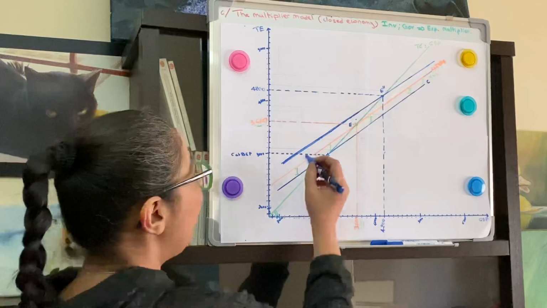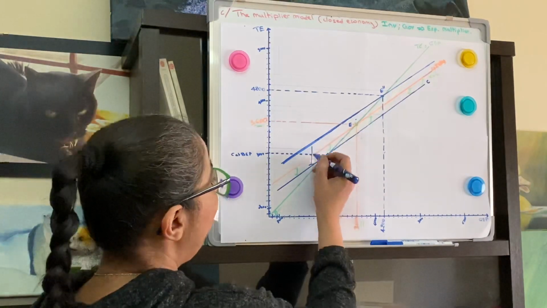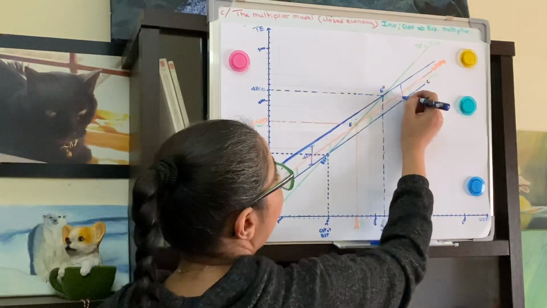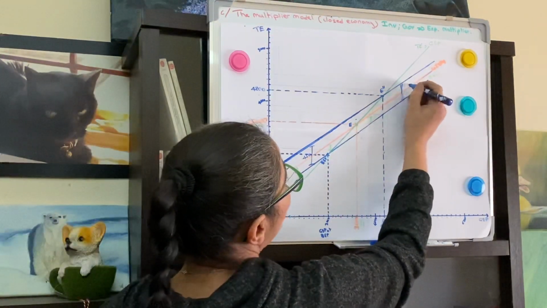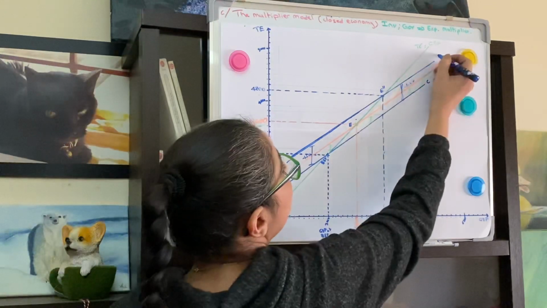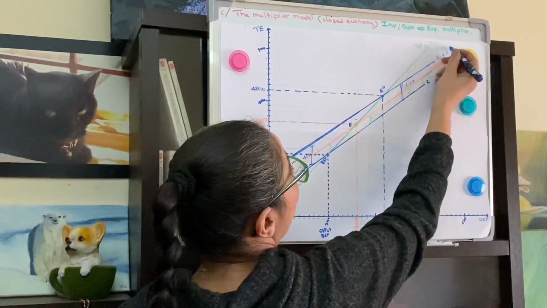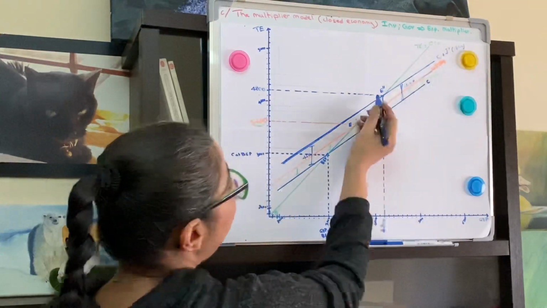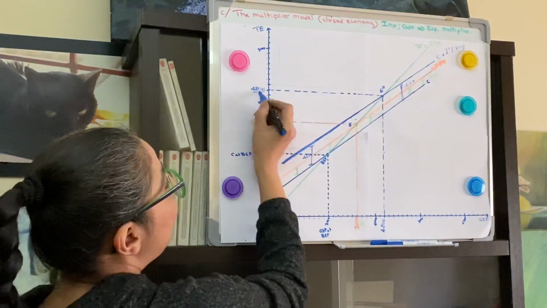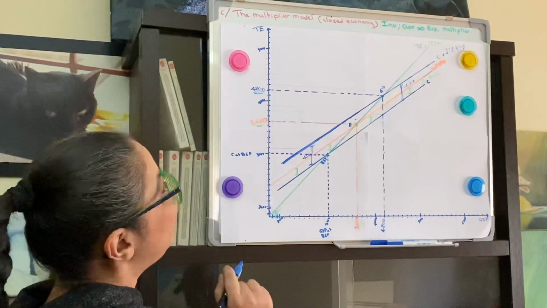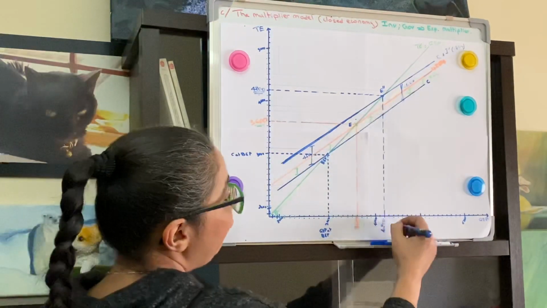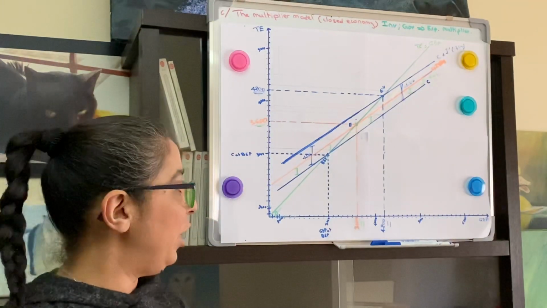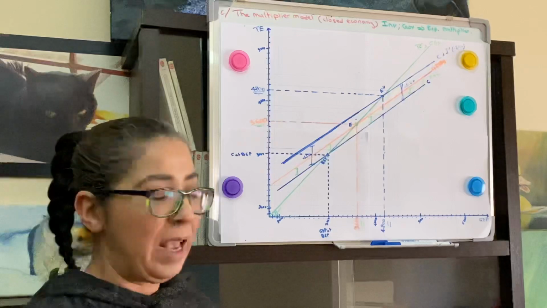I did another one that looks weird because I'm using a white line. I added here 400, vertically, of course. This is the other C plus I prime, where I was equal to 400, and I found that my equilibrium was equal to 4,200. Okay, this is what we did in the C plus I.